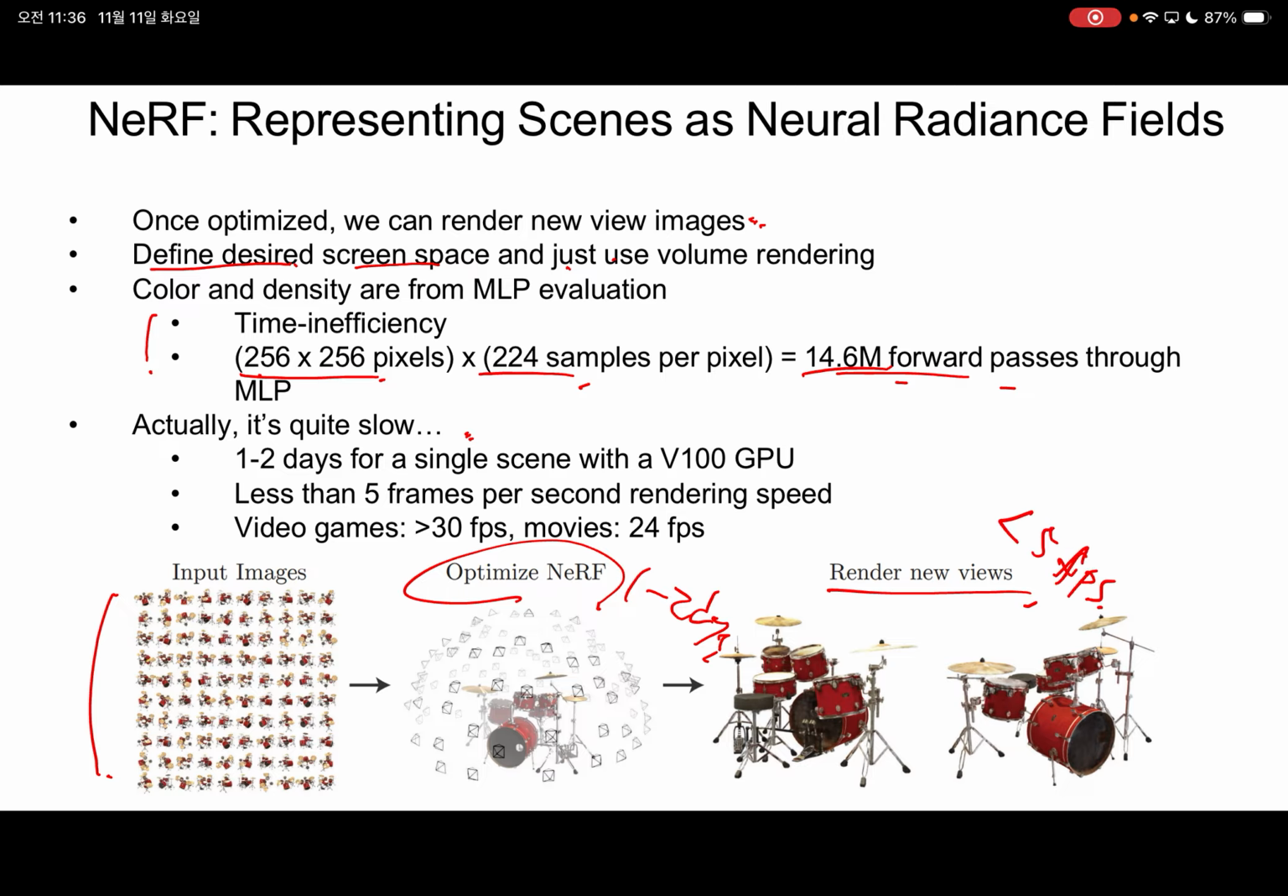As I said, for a real-time application like a video game or movie, we need at least 20 frames per sec. 5 frames per sec is very slow. We cannot use it for real-time applications. So although it has good strengths, like being topology free and not requiring 3D geometry supervision, it is too slow.